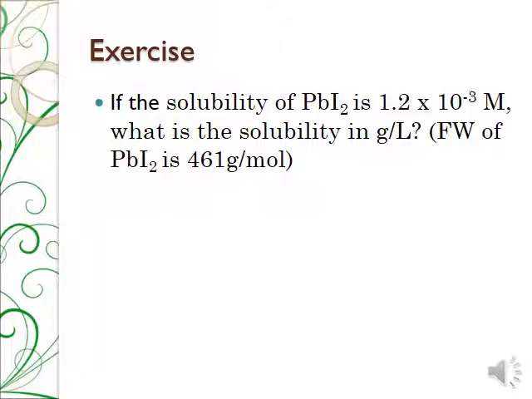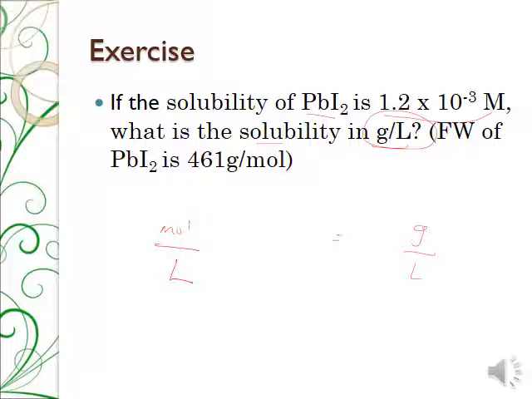Now how are we going to solve this exercise? We are given the solubility of lead iodide as 1.2 times 10 power negative 3 molar. What is the solubility in gram per liter? The final answer is in gram per liter, and you are given in terms of molarity, which is mole per liter. So how are you going to solve this question?